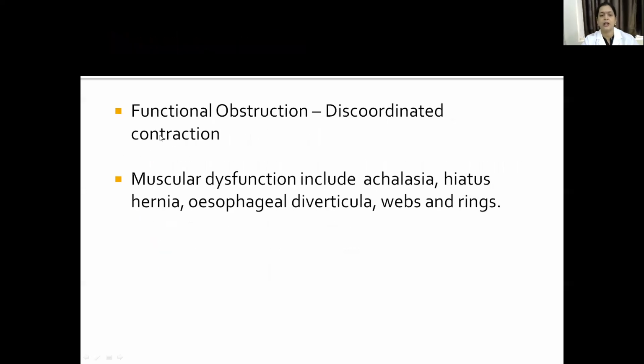Now, what is the functional obstruction? I told you there is coordinated contraction, right? So muscular dysfunction can also be seen in these lesions, that is achalasia, hiatus hernia, esophageal diverticula, webs, and rings. We will go into detail about each one now.